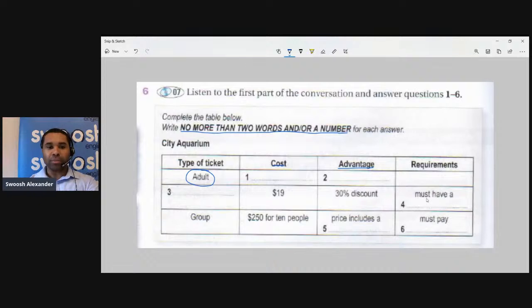For number 4, must have a, so it's a type of requirement. For the second type of ticket. Price includes a what? What does it include? And must pay what? So must pay perhaps in advance could be the answer. Or must pay in cash. What could it be? Okay, we can make some predictions for some of these before we listen.